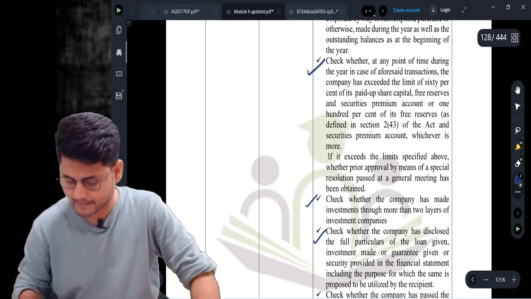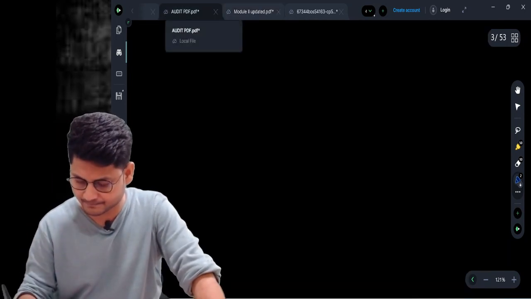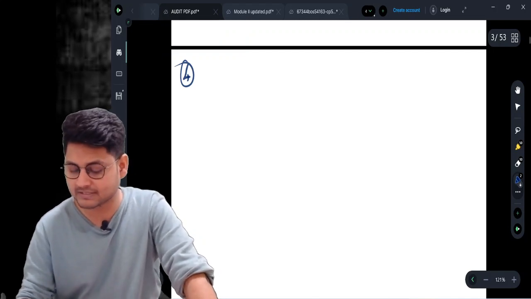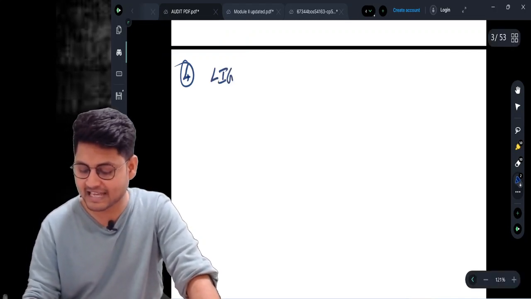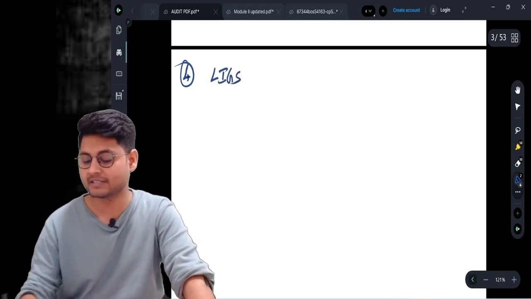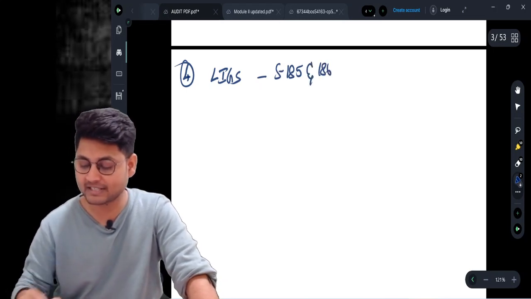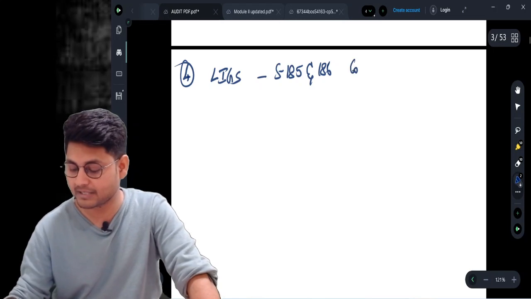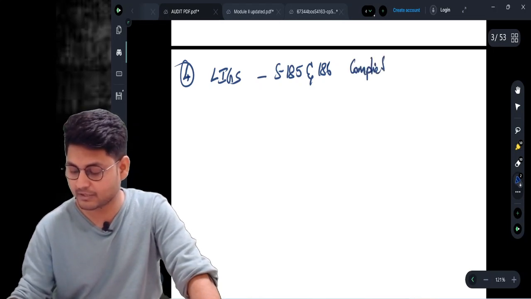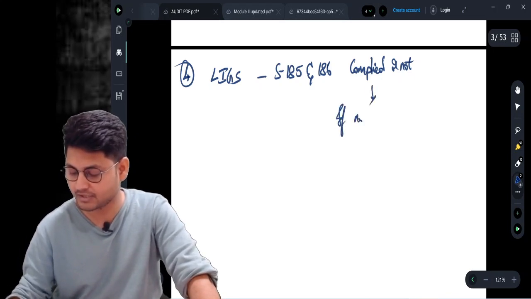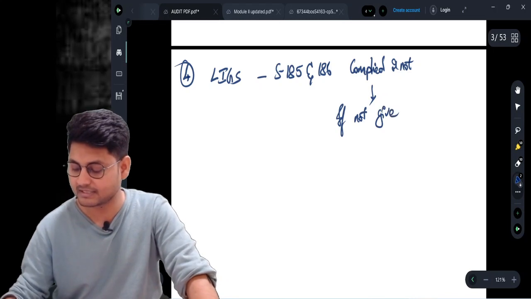Now let me write here. Clause number 4 talks about, in case of loans, investments, guarantees and securities, check whether section number 185 and 186 are complied with or not. If not, give details.